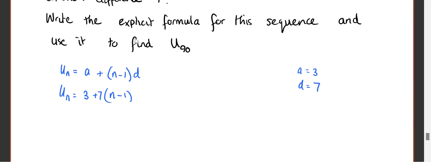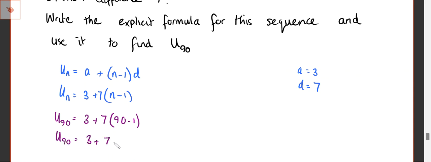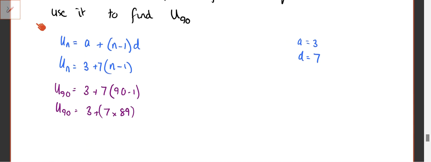He then said, well, therefore, you want U90. So U90 is 3 plus 7 lots of 90 minus 1. So that is 3 plus 7 times 89. That's slightly different. 3 plus, what's 7 times 89, Alistair? 623. We then do U90 is 3 plus 623 is 626. So that's good.